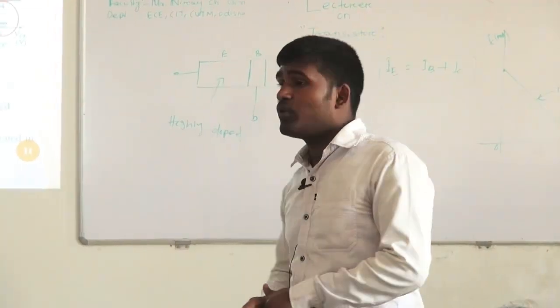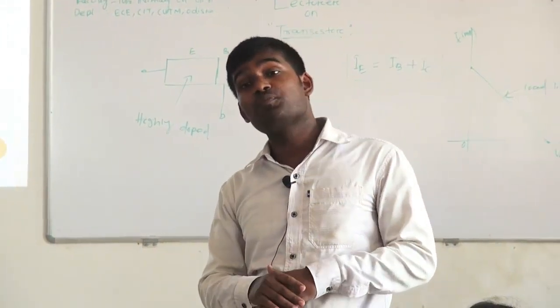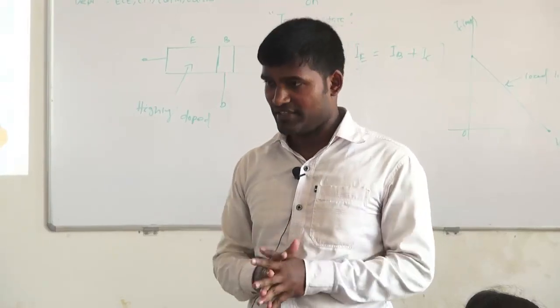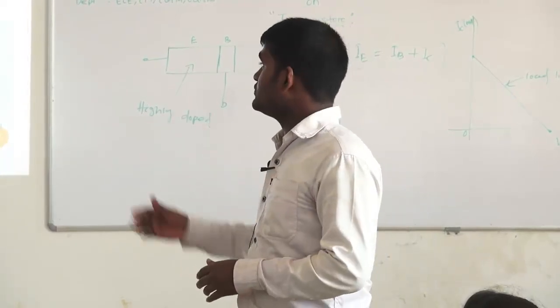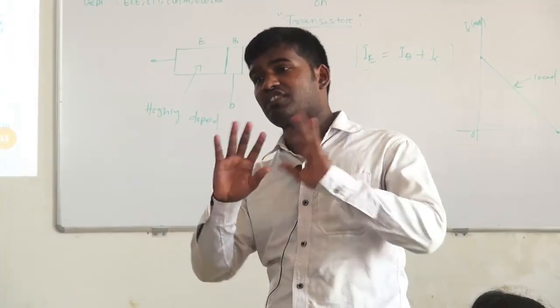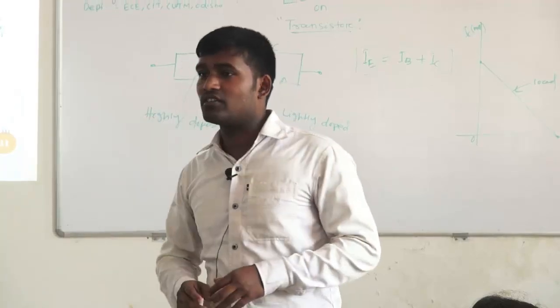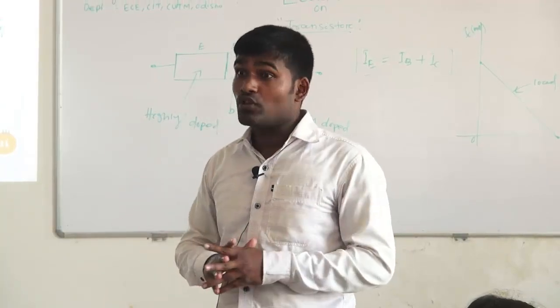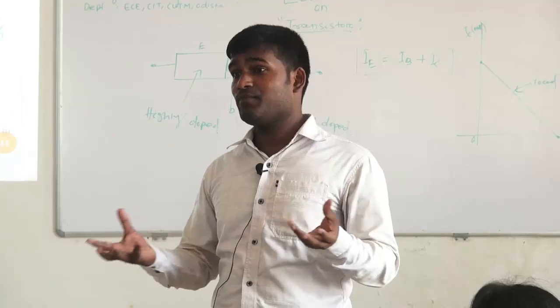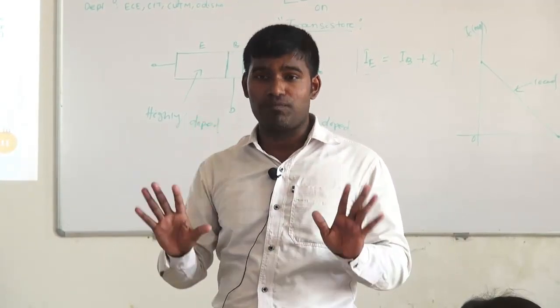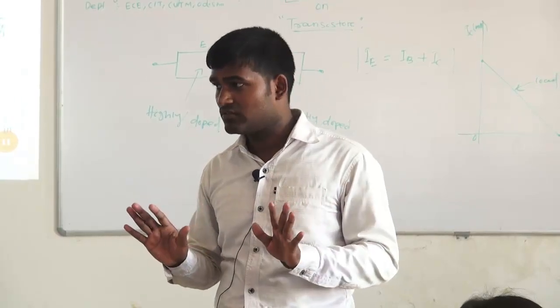So for active region, input side should be forward bias, output side should be reverse bias. For saturation region, both sides are forward bias. For cutoff region, both sides are reverse bias. So in cutoff region, if both sides are reverse bias, it just acts as a fully off mode of operation.